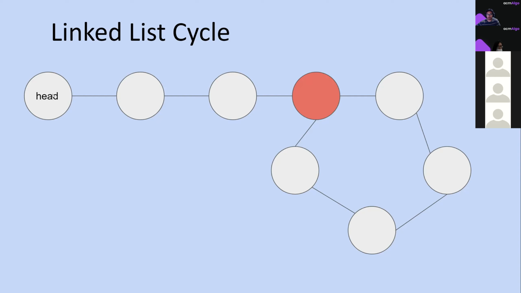If I iterated through this, I would go head, next, next, next, next, keep going. Do I ever hit null? No, right? So that's how you could tell if there's a cycle. If you never hit null, that's the clearest indication that you have a cycle. But the point of the question is, can you find out where this cycle is?